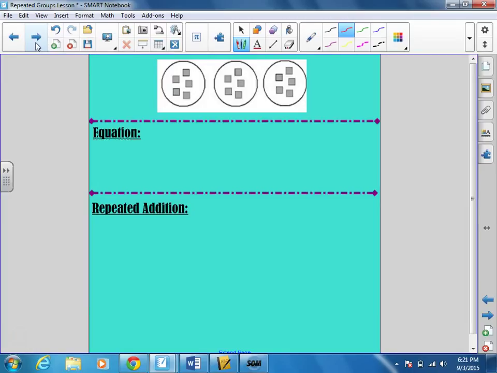Let's try another example. This time we have repeated groups listed. So I'm going to count the number of repeated groups I have. 1, 2, 3. I have 3 repeated groups. Now, each time that I have a group, I'm noticing that I have 1, 2, 3, 4, 5. Every time that I have a repeated group, I have 5 small squares. So our equation is 3 times 5.